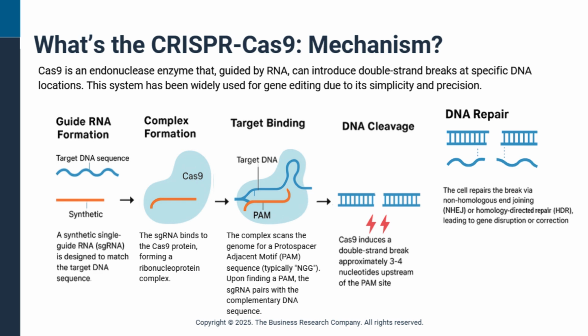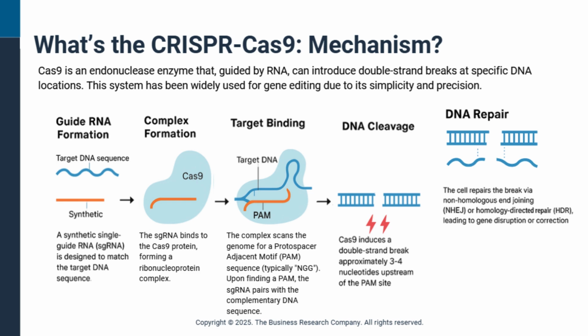elements called crRNA or tracrRNA within the bacteria, which help to identify any foreign DNA. And then when it identifies the foreign DNA and binds to it, the Cas9, which is a nuclease, which is a molecular scissor, will cleave that foreign DNA. So that is a broad overview of the mechanism.